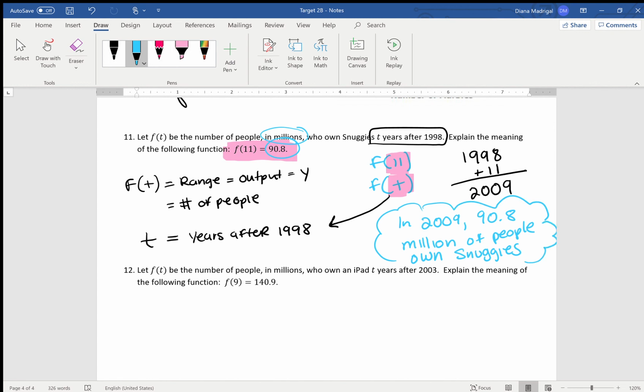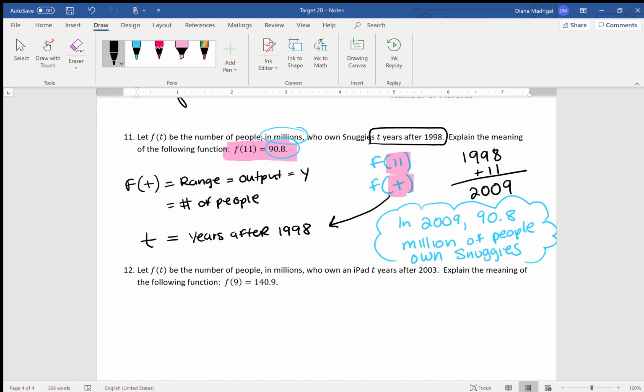So the key thing here is that you need to figure out the years after the specific date. Then you can explain to me what it means, okay? It's not saying at 11 years. That's not what it's saying. If they just gave you that t means years, then yeah, in 11 years we would have 98.8 million people owning Snuggies. However, they didn't say that. They say years after 1998. That's why we're adding the 11.